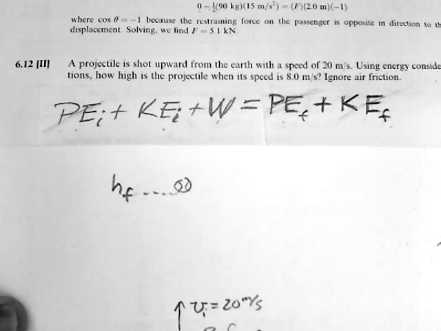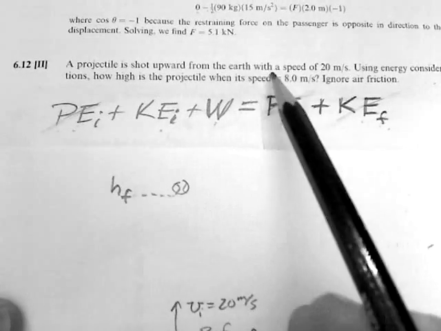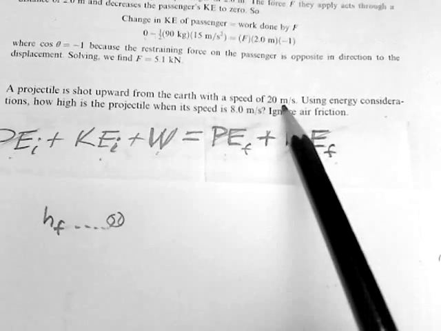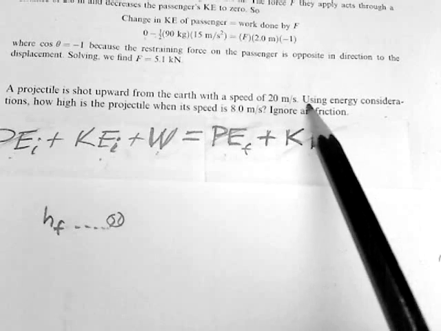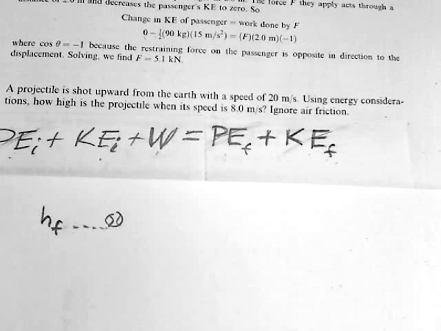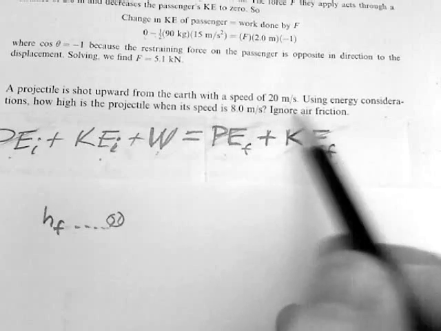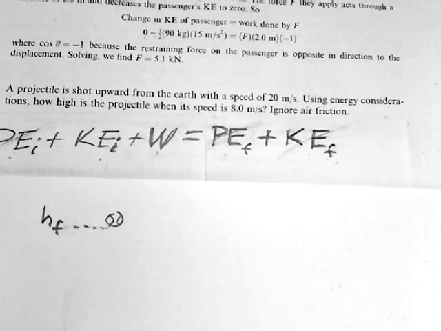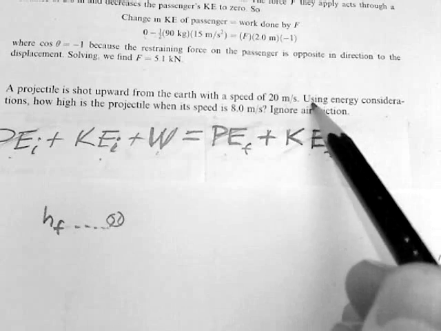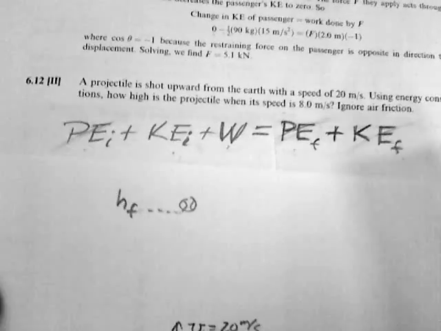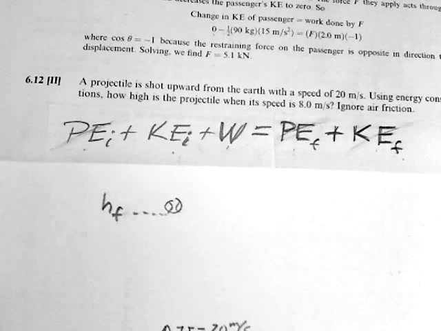Problem 612, you have a projectile that's shot upward from the Earth. It has an initial speed of 20 meters per second, and they ask you to use energy considerations to figure out how high the projectile is when the speed is 8 meters per second, ignoring air resistance. When that says using energy considerations, that means to use the work energy equation.